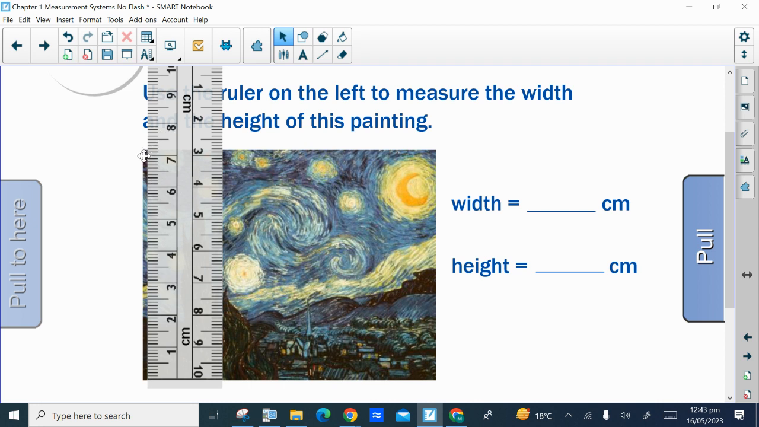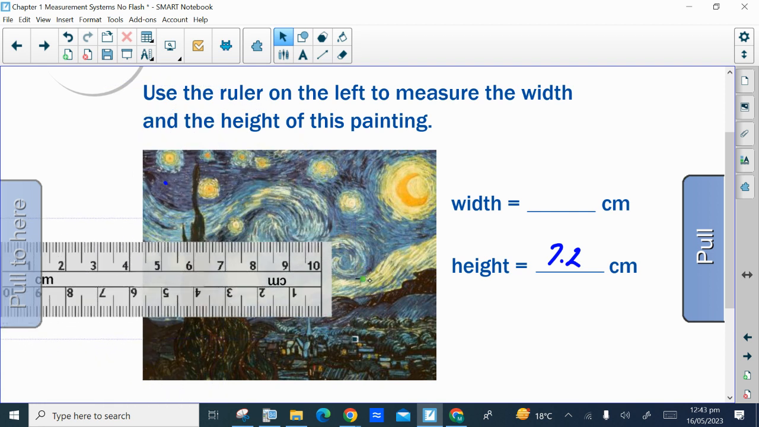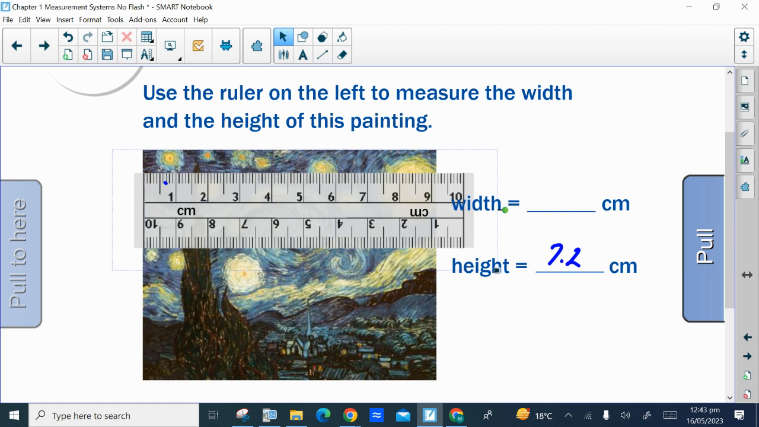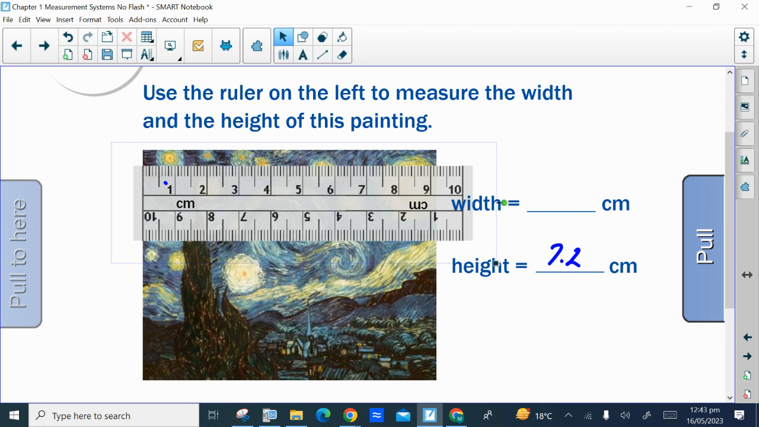But anyways, when I use this ruler, which is in centimeters, we can see that it is 7 point, and it looks like closer to 7.2 than 7.1 high. So we'll say 7.2 centimeters high. And the width looks like it is about 9.2 centimeters wide.